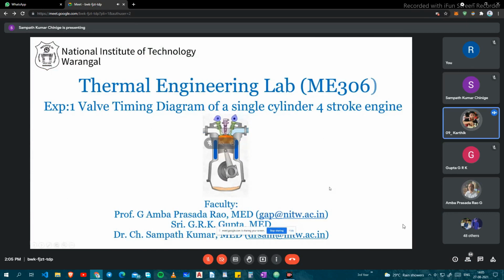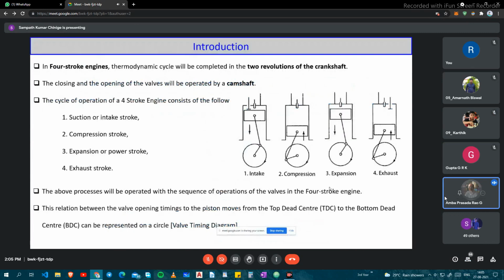The first experiment, as I told you, is to draw the valve timing diagram of a single cylinder four-stroke diesel engine, specifically this Lister engine. Before going to the actual sequence of operations we had to perform in the experimental part, let us understand some basics about the IC engine, which you should have studied in your IC engines course and in first year basic mechanical engineering also.